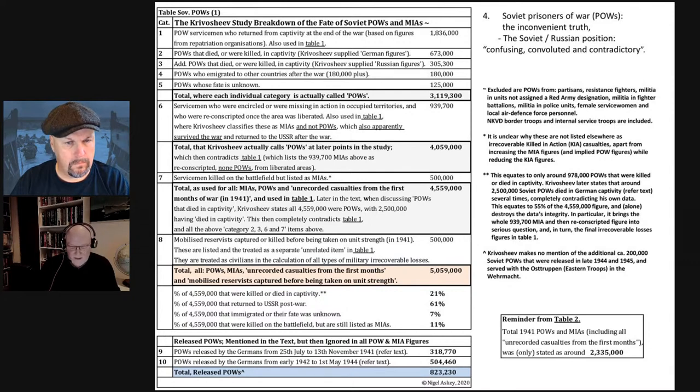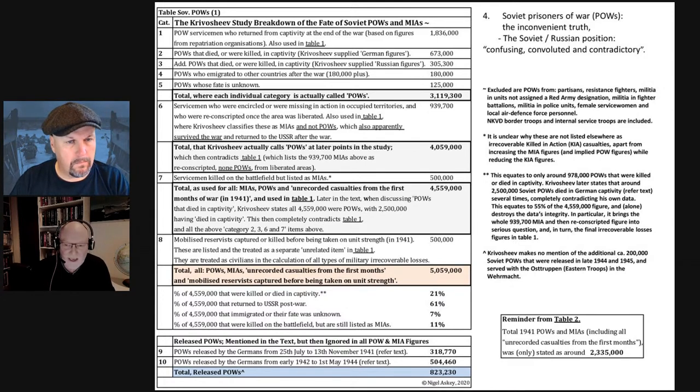So it makes it really difficult to get a handle on POWs in the Krivosheev study. I went through the study with a fine tooth comb to find everything I could find on POWs, and I consolidated all the things I found into this table.